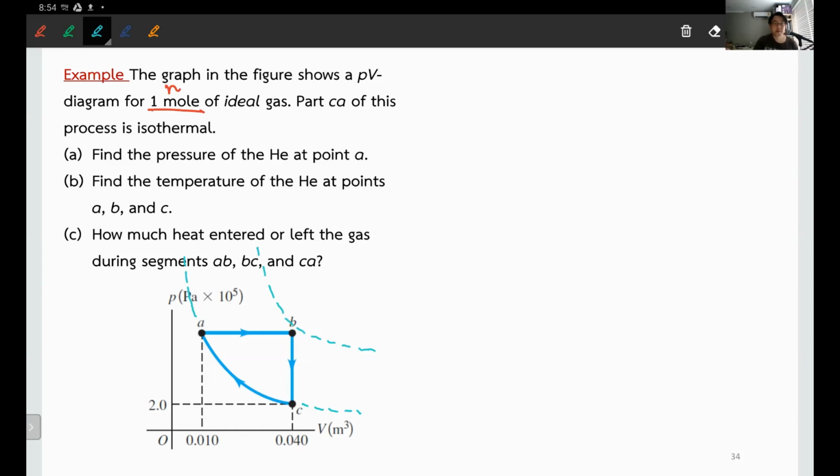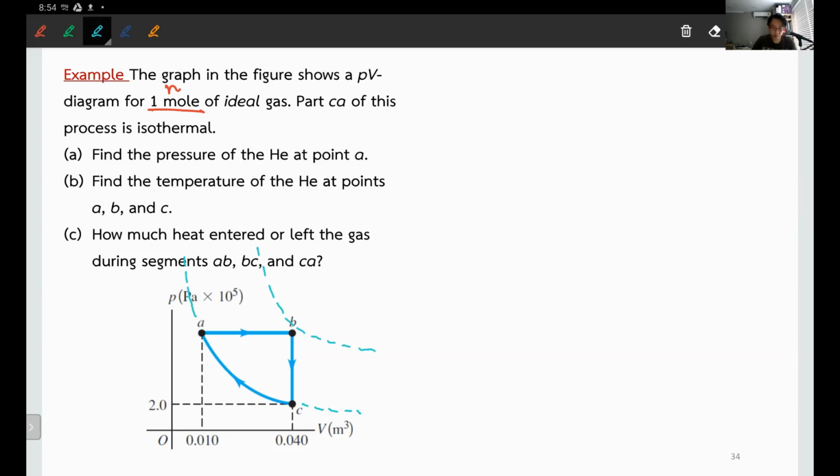Now here comes the first question. Find the pressure of the helium at point A. Let's start from this one. It's not thermodynamics just yet. It's just the state of the gas. They haven't asked about heat, about work, about internal energy. They just asked, what is the pressure at A? What do you think?